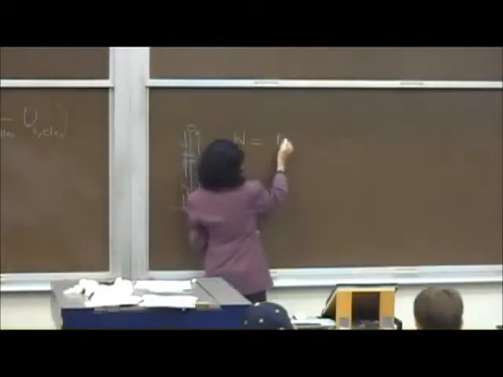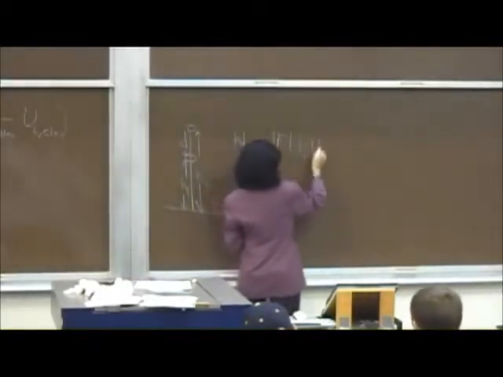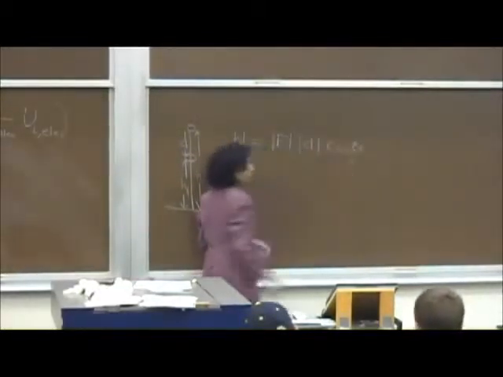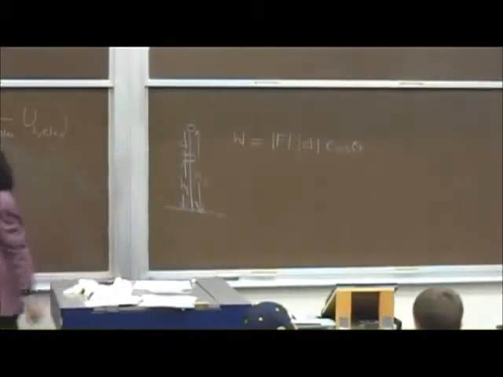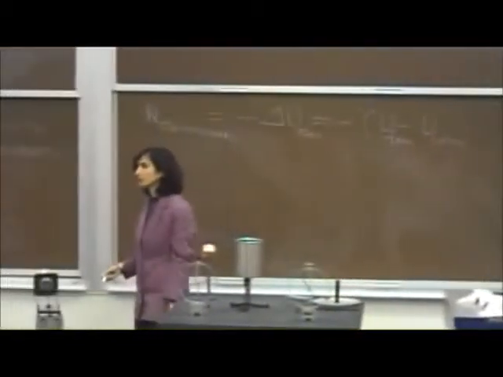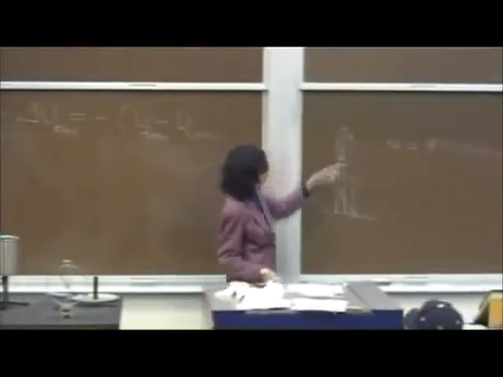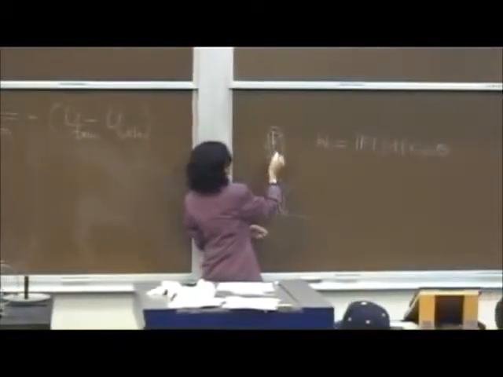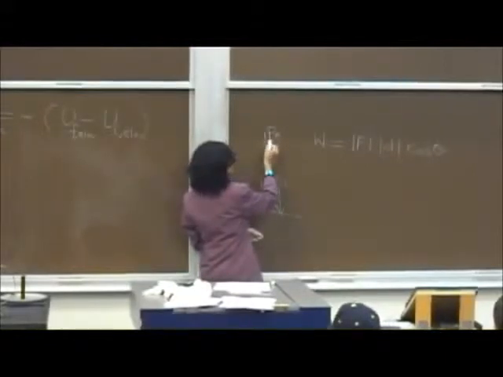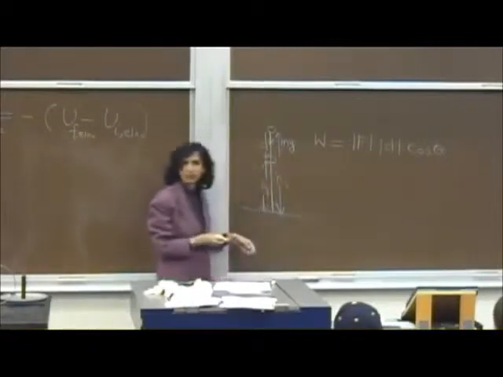Work is magnitude of force, magnitude of displacement times cosine of the angle between the two, right? That's the work done by a constant force, isn't it? So in this case, what is the magnitude of force? What force are we talking about? The gravitational force, and that is the weight, isn't it? mg acting down.